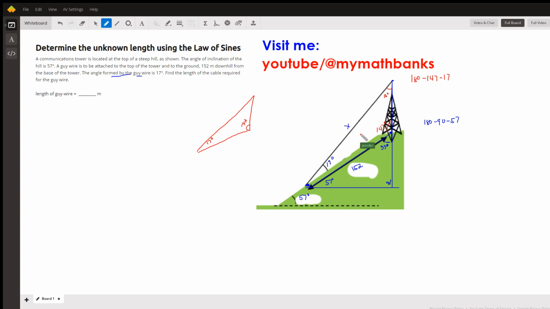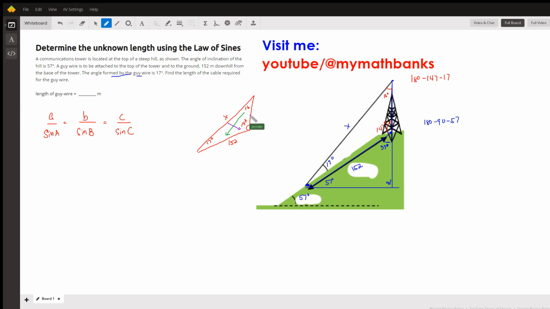If we transfer these dimensions, this is going to be 16, this is x, and this is 152. So therefore we can do sine law, wherein it says a over sine of the angle across side A equals b over sine of the angle across side B equals c over sine of the angle across side C. Let's color code this. So 16 degrees is across 152, and then x is across 147.